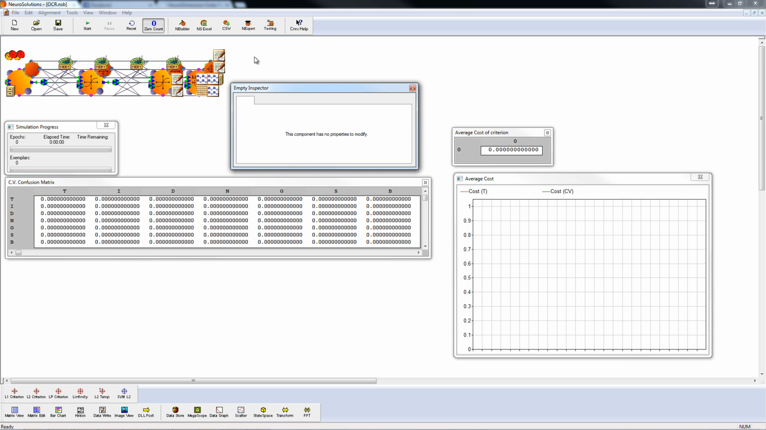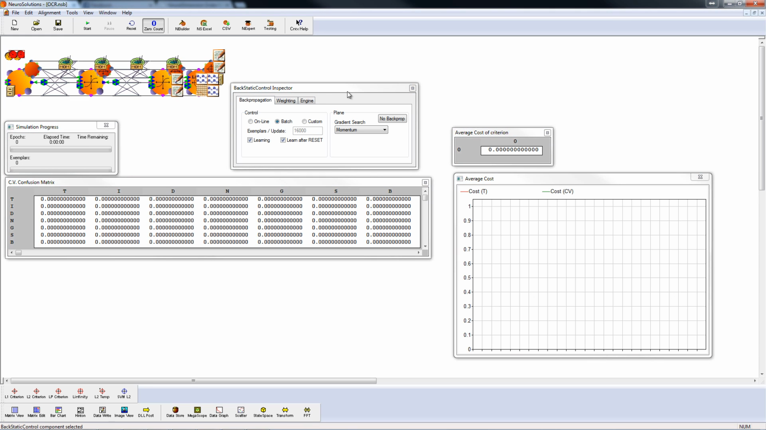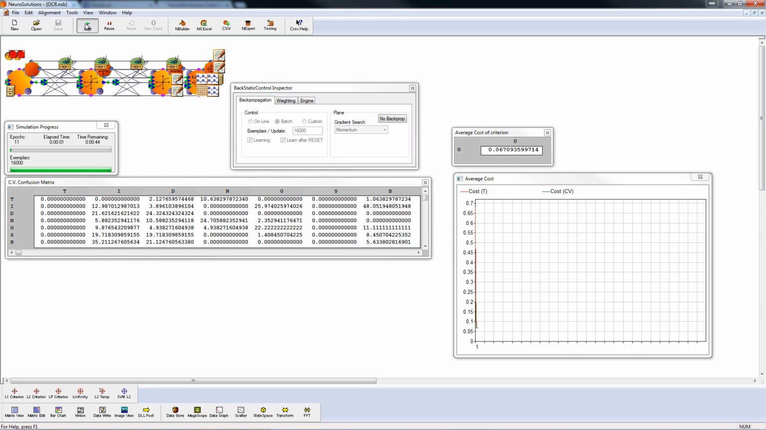Now, let's go ahead and take a look at NeuroSolutions and compare online versus batch against our OCR dataset. By clicking on the Back Static Control Inspector, we can see that batch is selected by default. So let's go ahead and start the network. Immediately, we can see that the confusion matrix is jumping around, though it's not classifying any particular letter that well. The error is declining, but it is not really declining at a rate that is going to solve this problem.